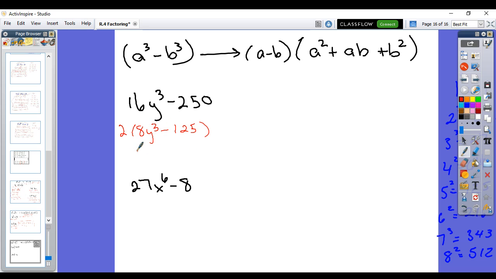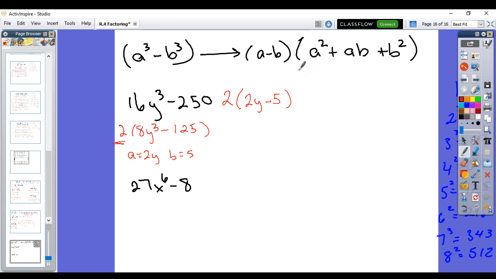So what times what times what gives me 8y cubed? 2y. 2 times 2 is 4, times 2 is 8. Good. What times what times what gives me 125? That is 5. 5 times 5 is 25, times 5 is 125, so it's 5. So let's plug it in here. We keep our leading coefficient, what we factored out at the very beginning, which is 2. And then a minus b, so 2y minus 5.